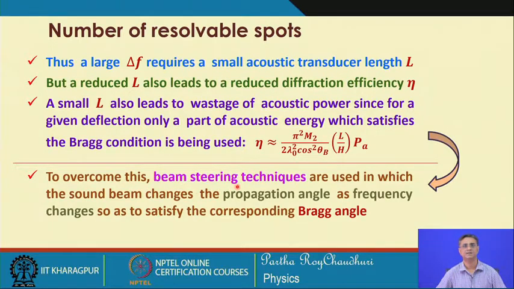Now, to overcome this, there are various techniques. One very useful practical technique used by the designers is the beam steering technique, which is used as the sound beam changes with the propagation angle as the frequency changes. So, the technique is that the beam propagation angle changes as you change the frequency of the acoustic wave. So, for different frequencies in a continuous way, you have different acoustic beam propagation angles, which can be electronically designed. So, this is what is called the beam steering technique.